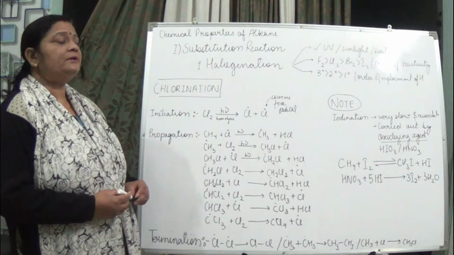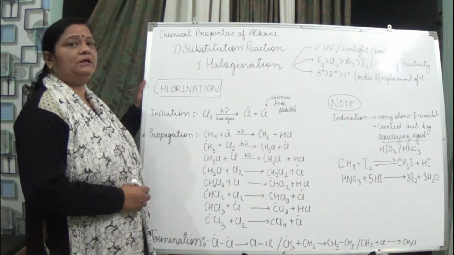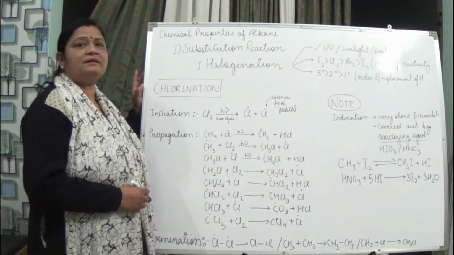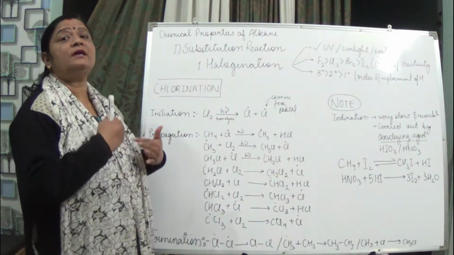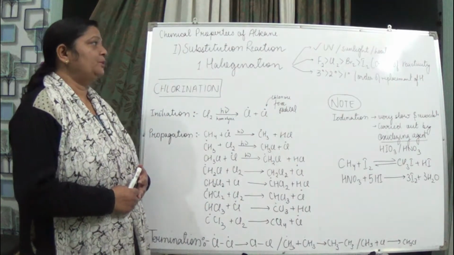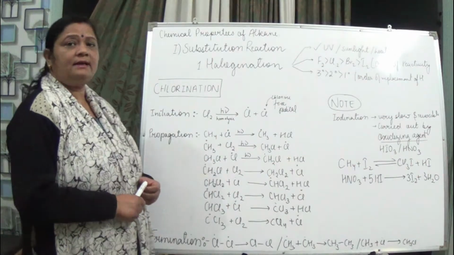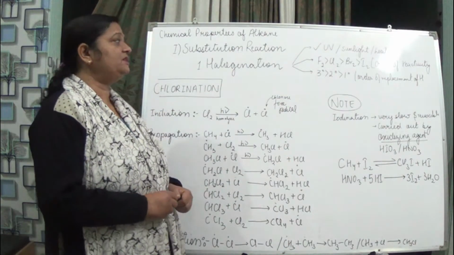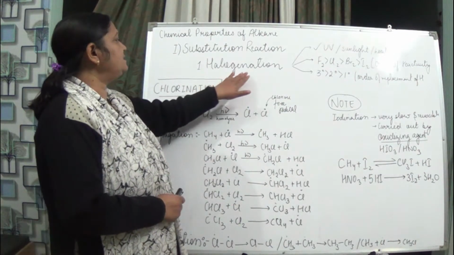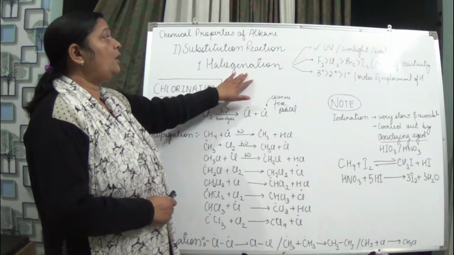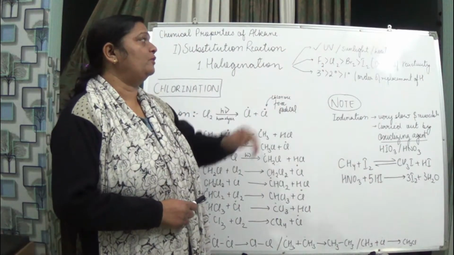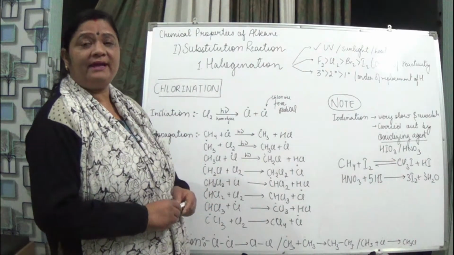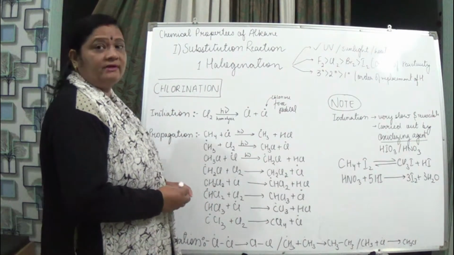So first, coming to the substitution reaction, what do we mean by substitution reaction? It means some replacement is taking place, isn't it? Something is being substituted. In substitution reaction, let us first study the halogenation reaction. How does this halogenation reaction occur, or how is it initiated? The reaction takes place with the help of sunlight, or by heating, or by ultraviolet radiation.